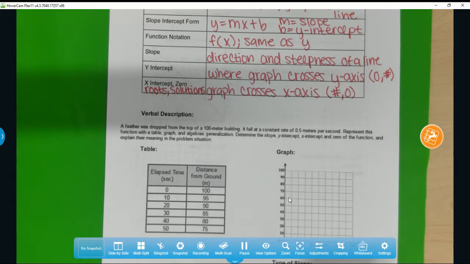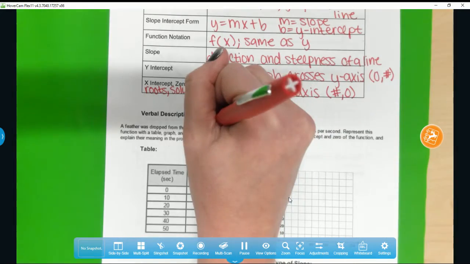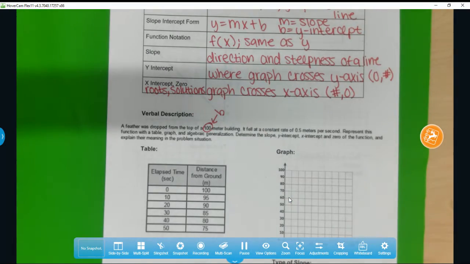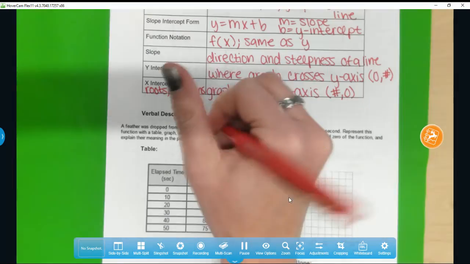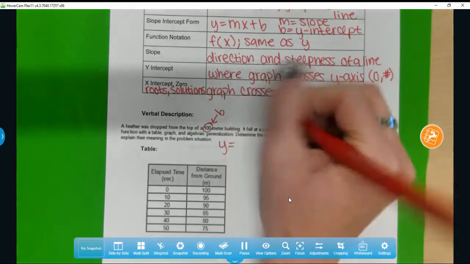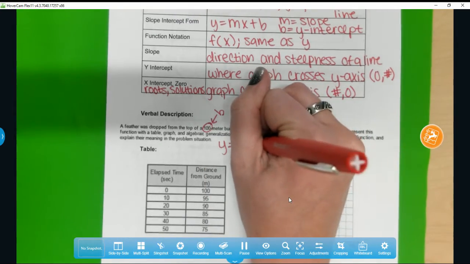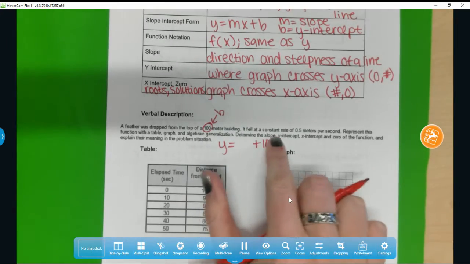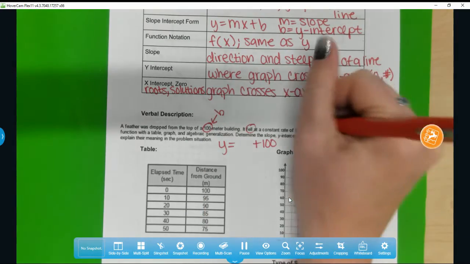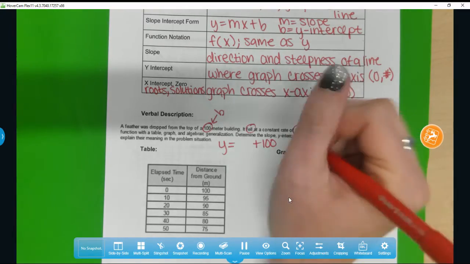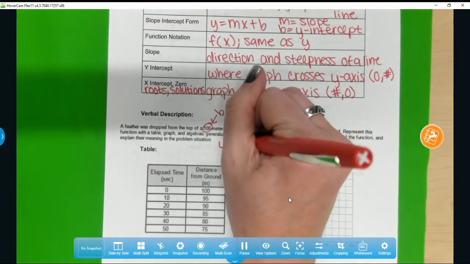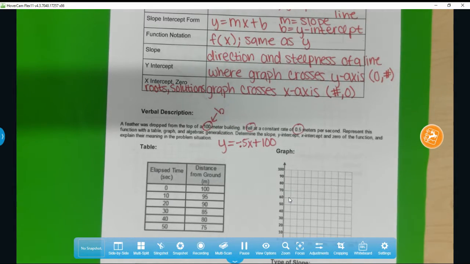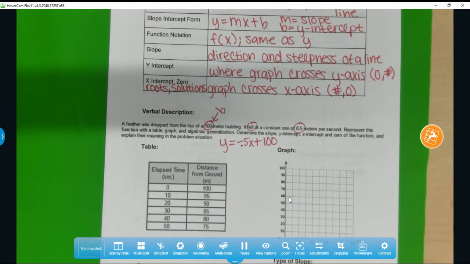All right, so what we need to do first, the 100-meter building, that is our b, that's our beginning where we're starting. So if we were to write this in slope-intercept, that would be our b value. It fell at a constant rate, so it's falling at 0.5. So that's our slope, so that's negative 0.5x, because we don't know how much time has passed yet.